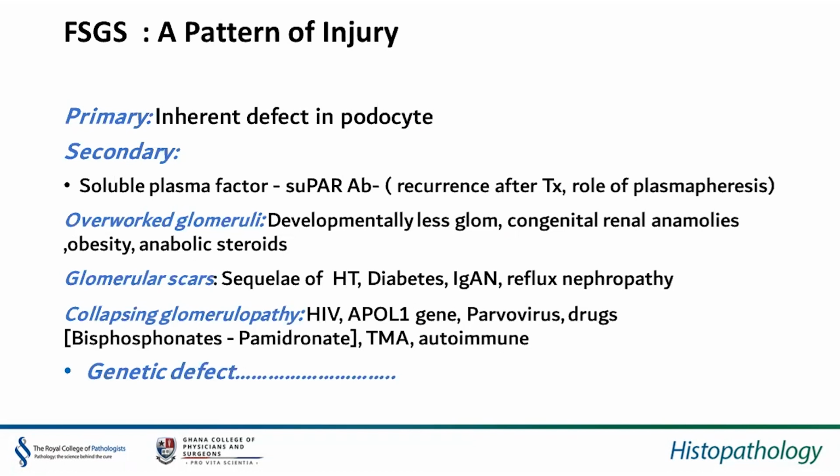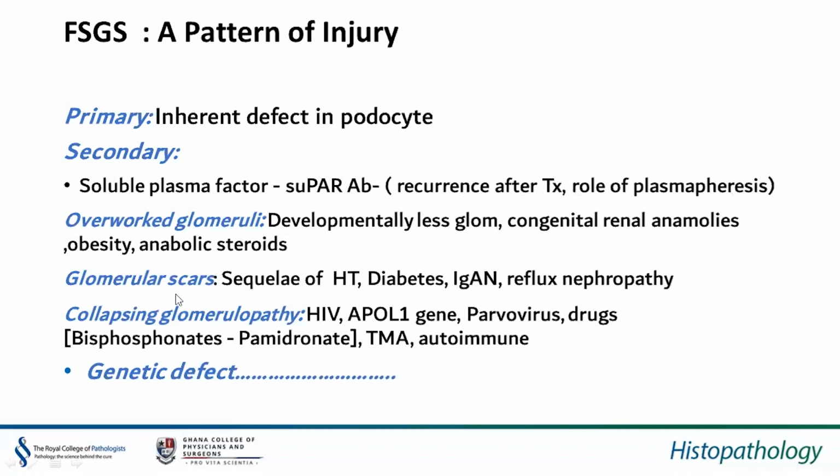And the causes, it can be primary due to an inherent defect in the podocyte, or it can be secondary due to, for example, soluble plasma factors, the suPAR antibodies, which may be circulating, and they are known to result in FSGS. And we have to be aware of this because in patients with these kind of soluble factors, the FSGS can recur really rapidly after transplant, and you might want to remove these antibodies by plasmapheresis.